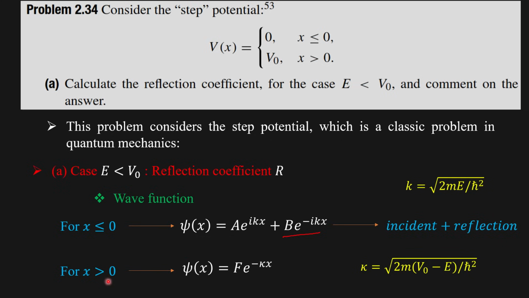Then what about x greater than 0? Then psi of x is equal to F e power minus kappa x. This is not oscillatory; this is a decaying one. Here kappa is equal to the square root of 2m times V naught minus E over h cross squared. V naught minus E is a positive quantity because V naught is higher than E, so there is no imaginary part. It is e power minus kappa x. Now we will see further.